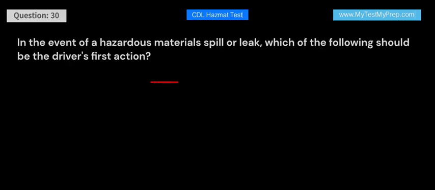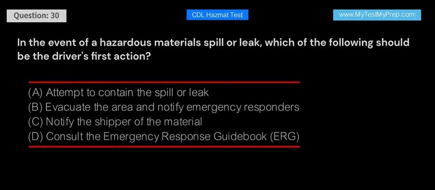In the event of a hazardous materials spill or leak, which of the following should be the driver's first action? A. Attempt to contain the spill or leak. B. Evacuate the area and notify emergency responders. C. Notify the shipper of the material. D. Consult the Emergency Response Guidebook, ERG. Answer: B. In the event of a hazardous materials spill or leak, the driver's first action should be to evacuate the area and notify emergency responders. This helps to ensure the safety of the driver and the public, and allows trained professionals to handle the incident appropriately.